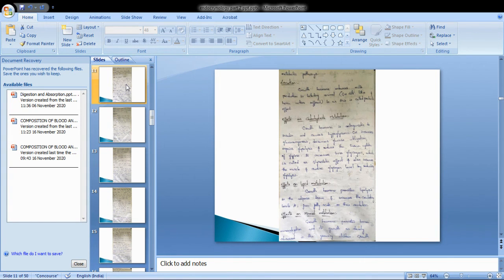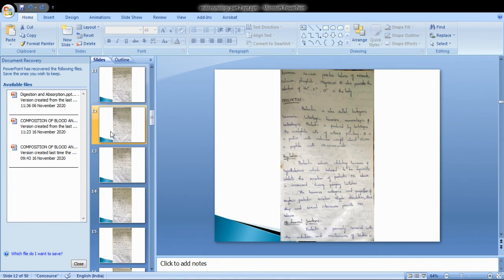Now let us discuss prolactin. Prolactin is also called lactogenic hormone. Not only lactogenic hormone, it is also called luteotropic hormone, mammotropin, and luteotropin.